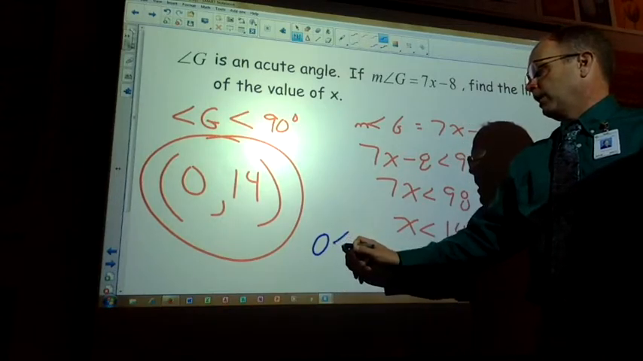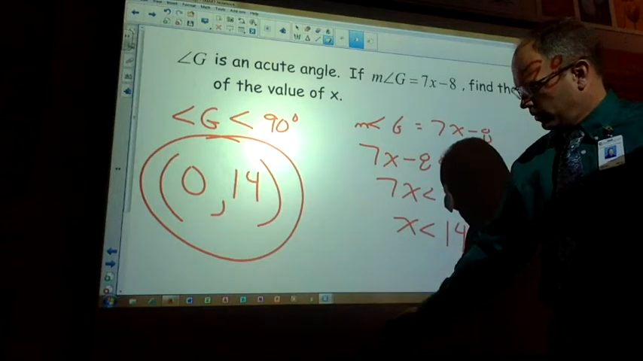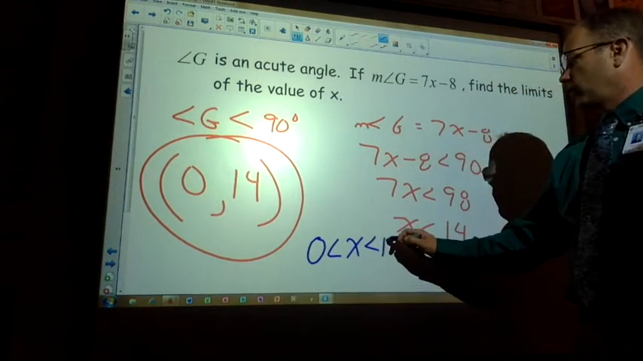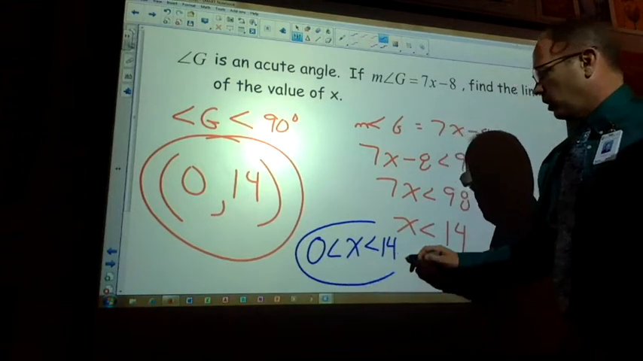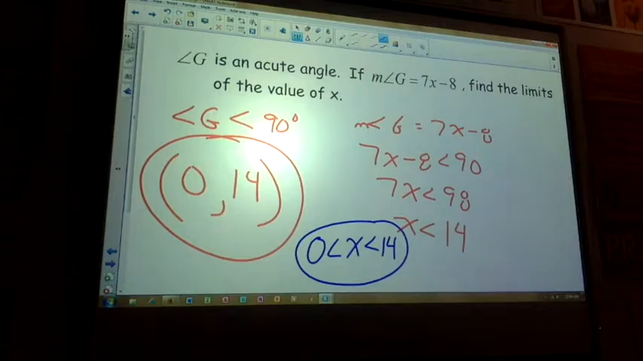G is an acute angle, so it's less than 90 degrees. If G is 7x minus 8, find the limits of the value of x. So angle G is less than 90 degrees, yes? And then they tell us that the measure of angle G is equal to 7x minus 8. So then I want to say, okay, 7x minus 8 has to be less than 90 degrees. Let's create our limits.